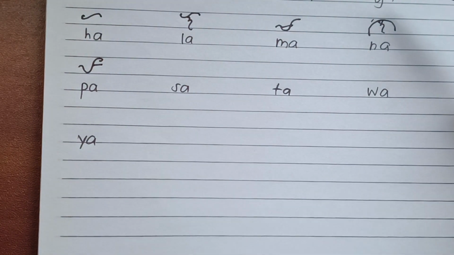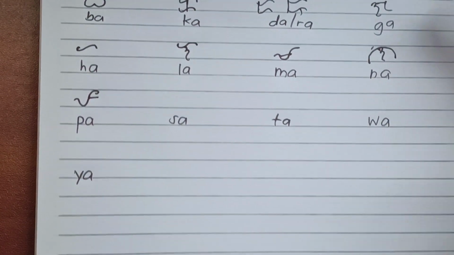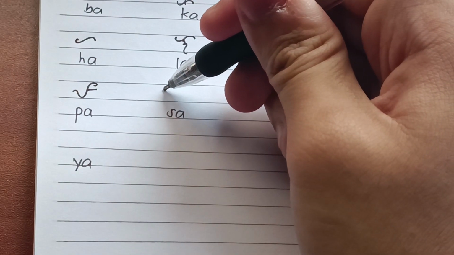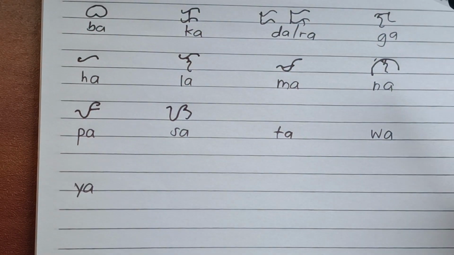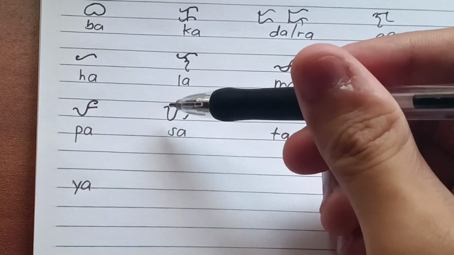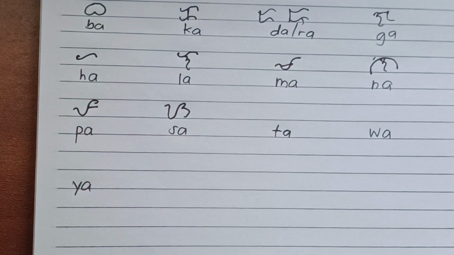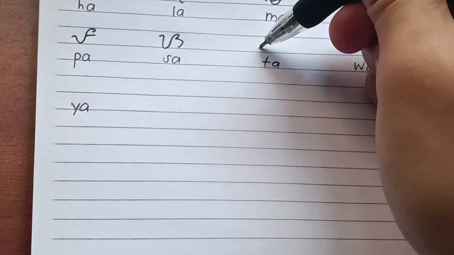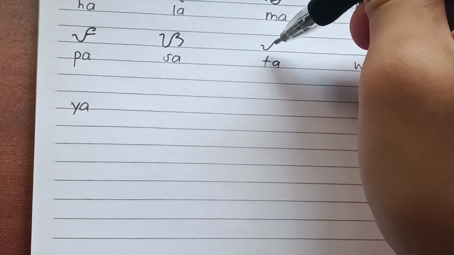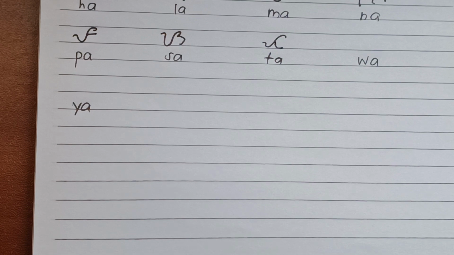Next is sa. It's like the inverse of ga, with the line and then this. It's like the inversion of ga. In sa we put this first before the number 3-like symbol. Next is ta. You can do the same as pa, but this time you add a line here or the curve. So that's ta.